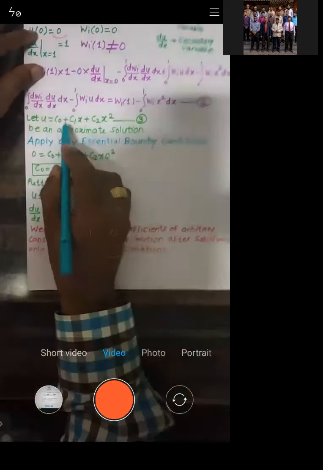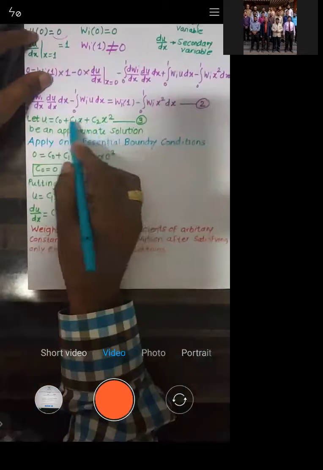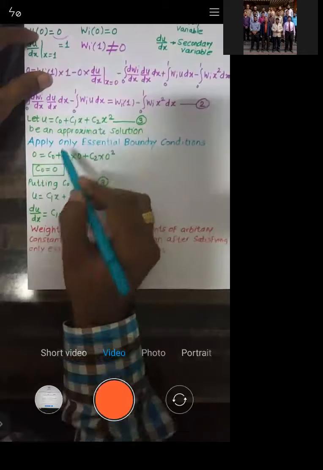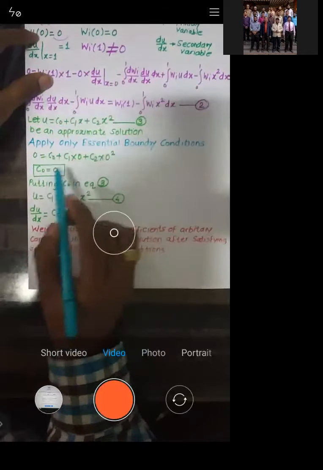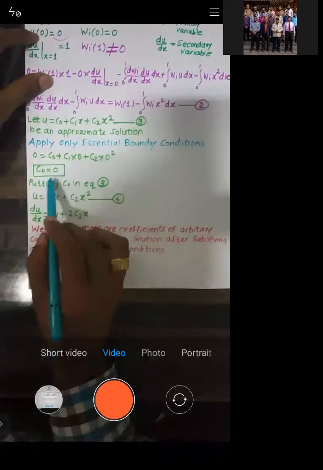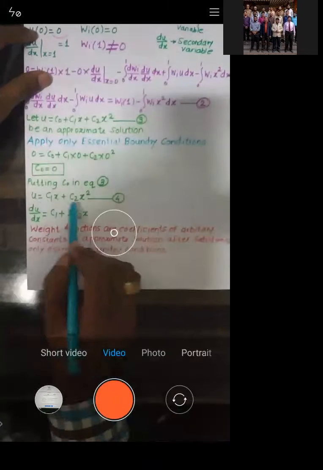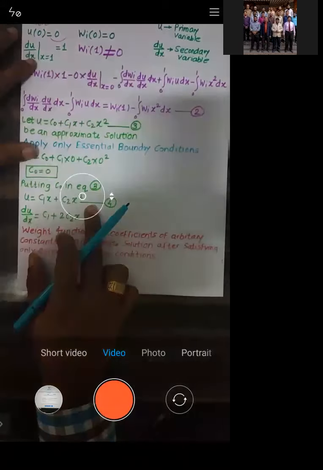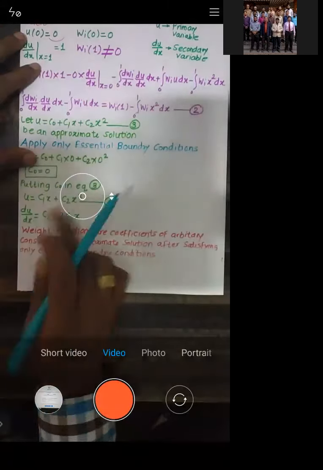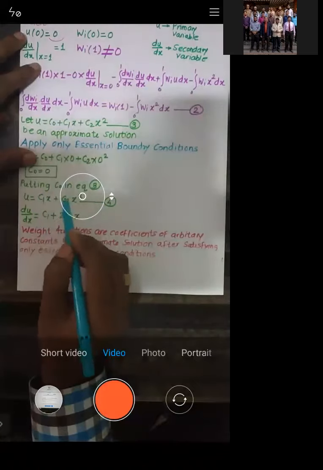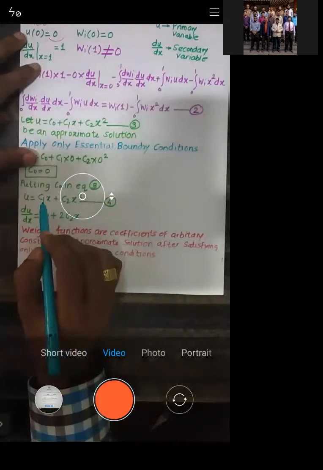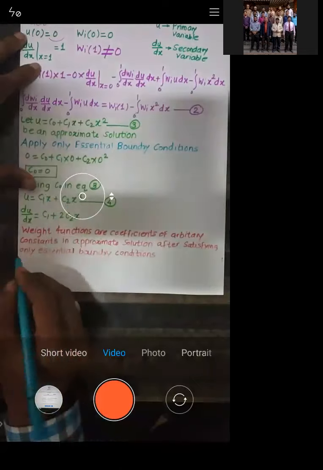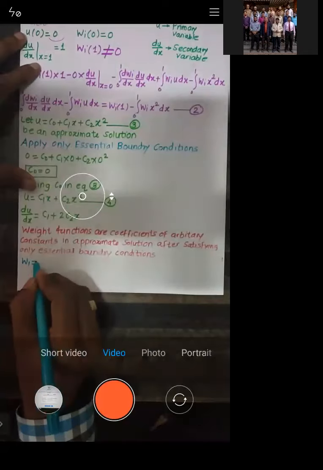See, this is also an approximate solution, but it is not satisfying the boundary condition. So in this approximate solution, we have imposed the essential boundary condition. So we got the constant, and when we resubstitute it in this equation, we get a new value of U. This is the approximate solution which is satisfying only the essential boundary condition. In this equation we have the constants C1 and C2. What is the coefficient of C1? It's X. So this becomes my first weight function, X.